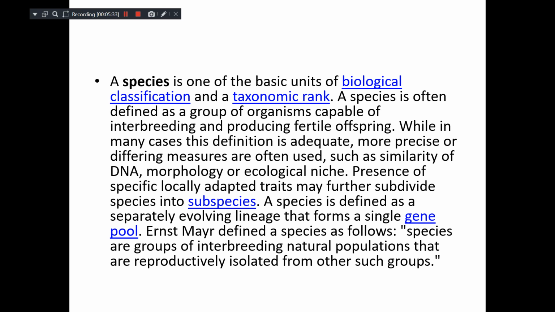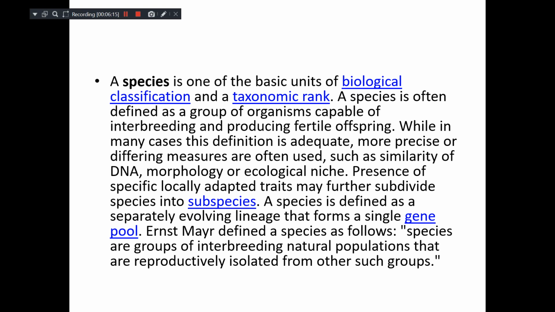That's the reason I have told you we will not be able to give an absolute definition for a species. Even it has been observed that locally adapted traits may be further divided into many subspecies also. So there is one more definition: it's a separately evolving lineage that forms a single gene pool. It's separately evolving, not together. There's one group which is evolving separately from the rest of the groups, and the evolution leads to the formation of a single gene pool for this newly evolved one.